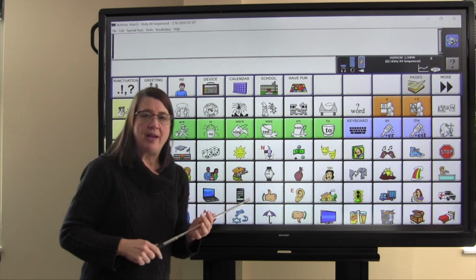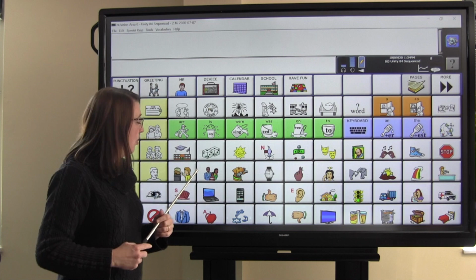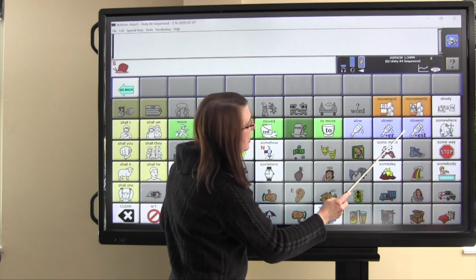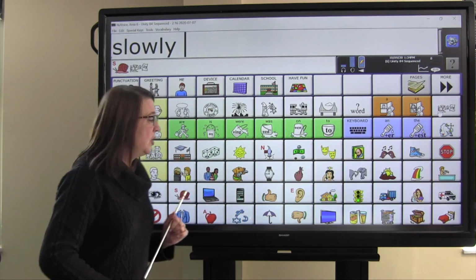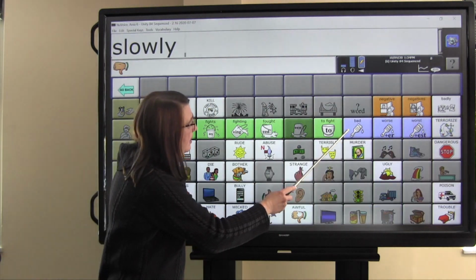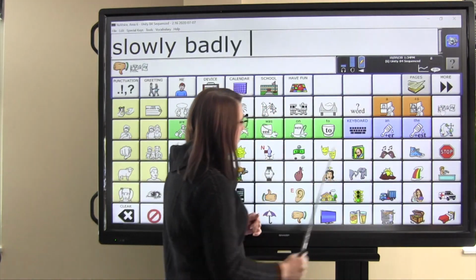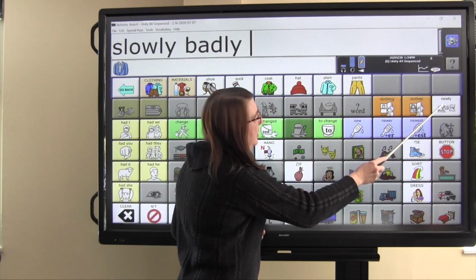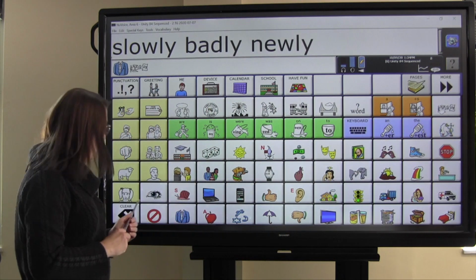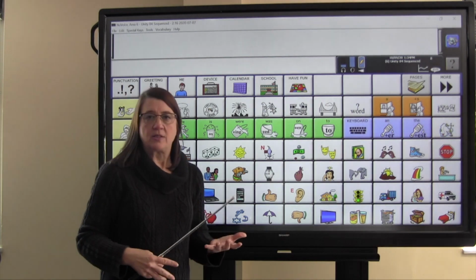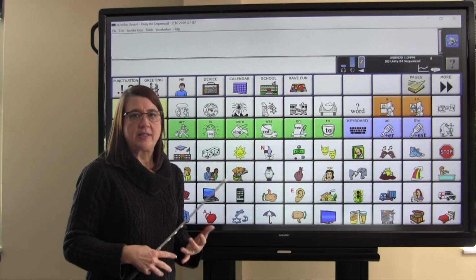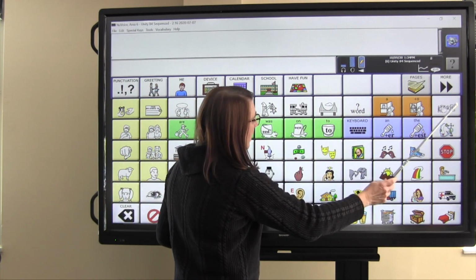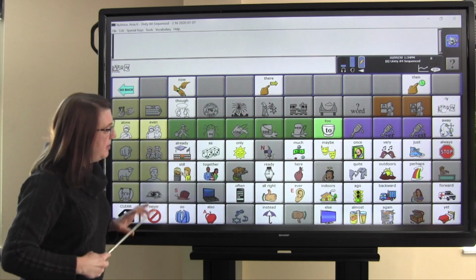Now you'll remember that adverbs that end with an ly are paired with their adjectives. So we have slow and slowly. We have bad and badly. We have new and newly. But there are many adverbs that are called lexical adverbs, and they actually start with our adverb key, and then they come down to the icons that carry meaning.